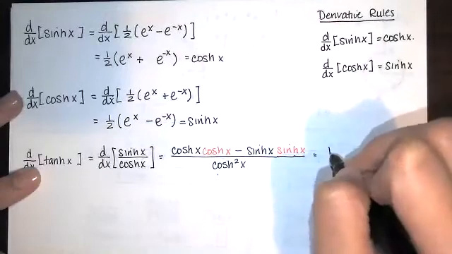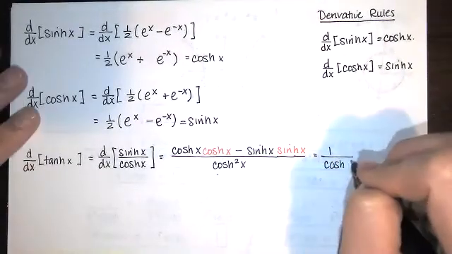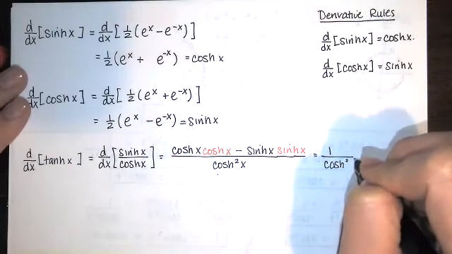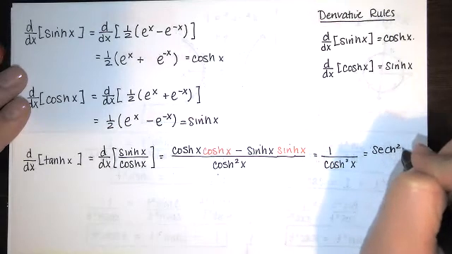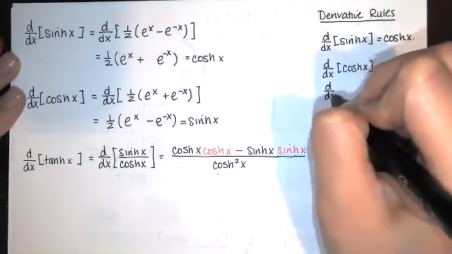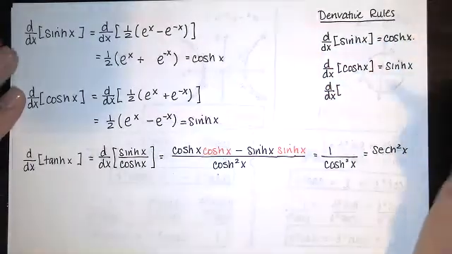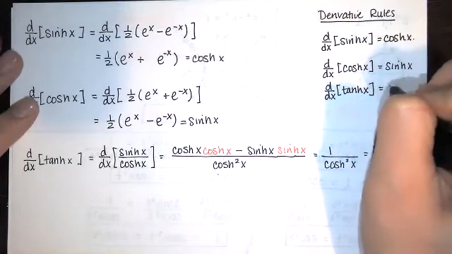Did you guess it? What's the derivative of hyperbolic tangent? If you said hyperbolic secant squared, you were right. It's exactly what you would expect. So the derivative of hyperbolic tangent is hyperbolic secant squared.